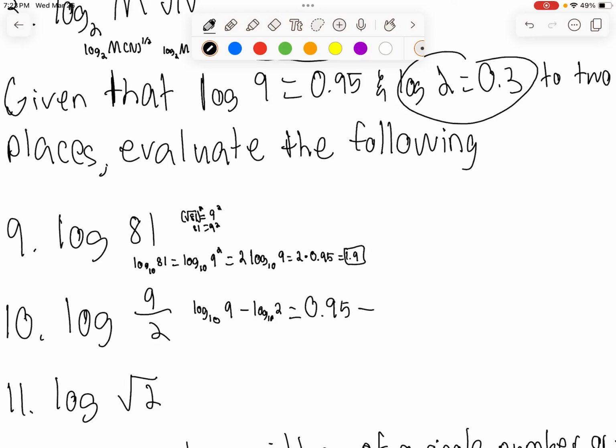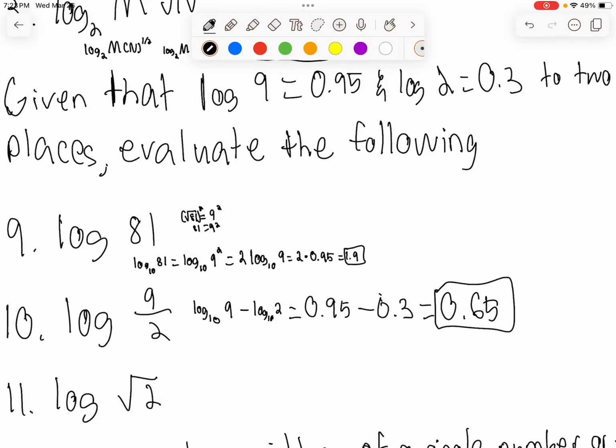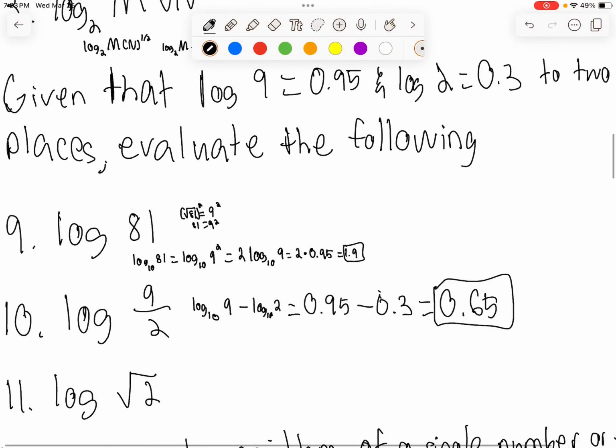And then from this, that's equal to 0.3 plus 0.35 equals 0.65. And a nice little box for it.